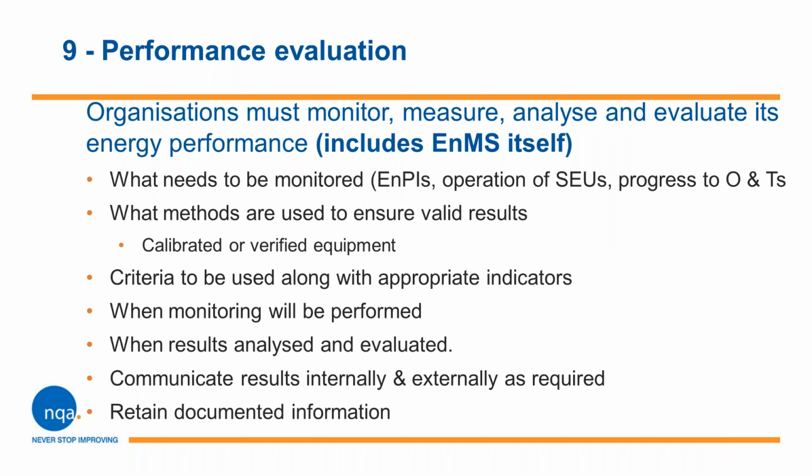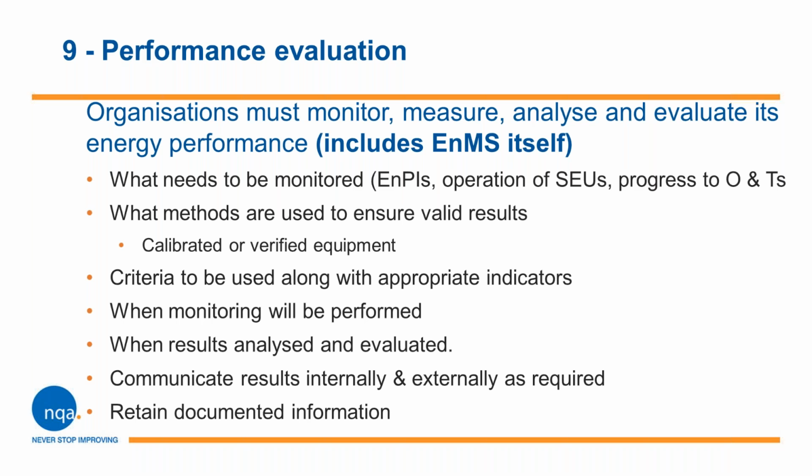Clause 9, performance evaluation. We talked earlier about planning for performance evaluation, measuring what we're going to be doing. We have to monitor, measure, and analyze our energy performance, including that of the system itself. So we need to decide, and we've already looked at this earlier at clause 6, what do we need to monitor? So what methods are we going to use to ensure that we have valid results? Do we need to have calibrated or externally verified equipment, for example? What criteria are we going to set? How do we measure our energy usage? How do we measure our energy performance?